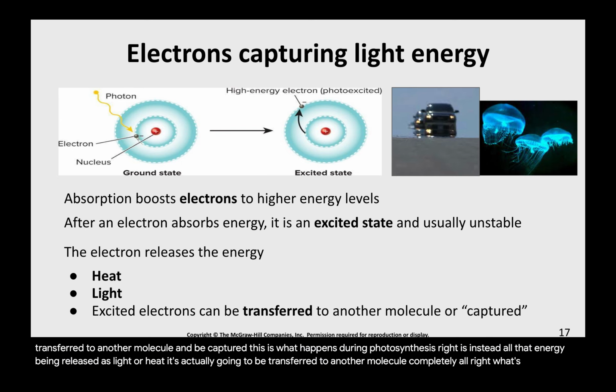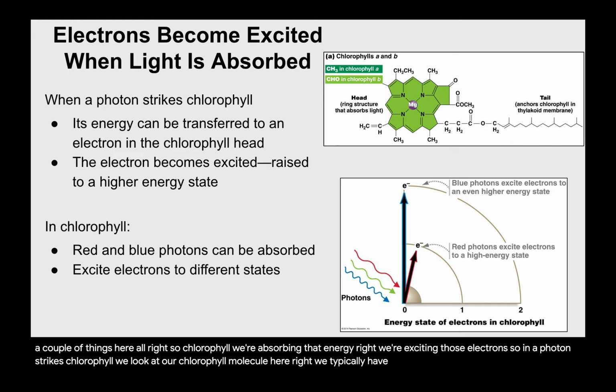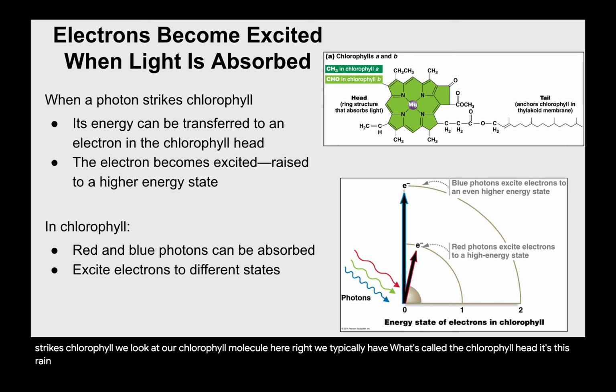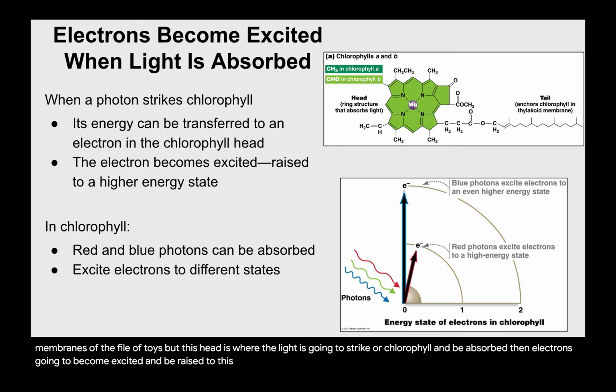All right, let's elaborate on a couple of things here. Chlorophyll, we're absorbing that energy, we're exciting those electrons. So when a photon strikes chlorophyll, we look at our chlorophyll molecule here. We typically have what's called the chlorophyll head. It's this ring structure, and it's actually doing the absorption of the light. This tail structure is actually what holds it in place in the membranes of the thylakoid. But this head is where the light is going to strike our chlorophyll and be absorbed. That electron is going to become excited and be raised to this higher energy state.